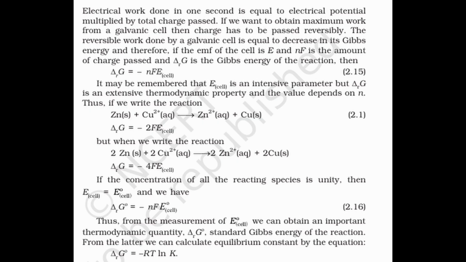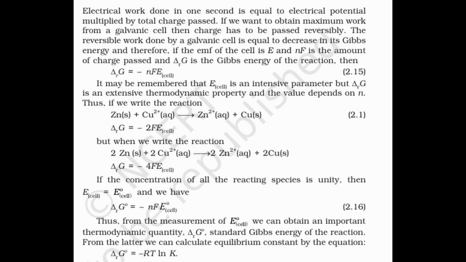The electrical work done by a galvanic cell is equal to the product of the cell potential and the charge passed. When the cell operates reversibly, the maximum electrical work obtained is equal to the decrease in Gibbs free energy of the reaction. This leads to one of the most important equations in electrochemistry. The change in Gibbs free energy is equal to minus nFE, where E is the cell potential.